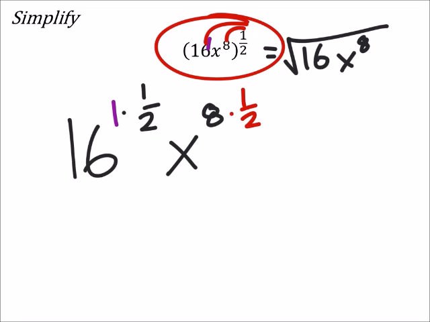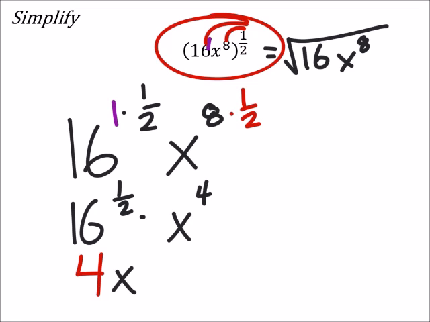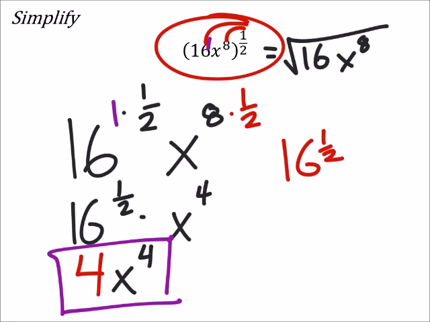So, 16 to the power of 1 half times x to the power of 8 times 1 half would be 4. And 16 to the power of 1 half is 4. So this is 4 times x to the power of 4. 16 to the power of 1 half, by the way, again, is the same as the square root of 16, which is a perfect square. It's just 4.